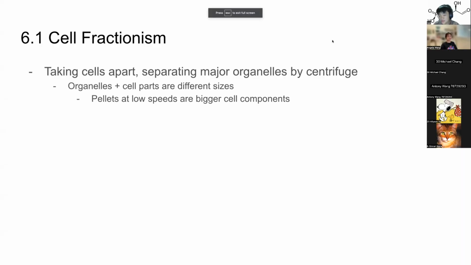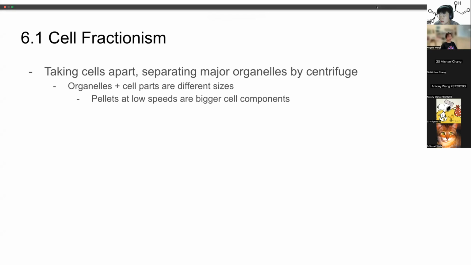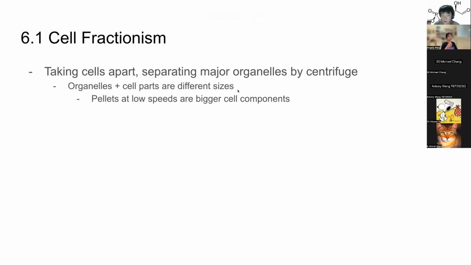So another technique that is used a lot is cell fractionation. Basically, you take cells apart and then you separate the major organelles by centrifuging. The organelles and cell parts have different sizes and masses. Usually at low speeds, you centrifuge it, which is like spinning a tube at really high speeds. And then since there's a centrifugal force, the organelles will settle at the bottom and form a pellet. They will form different layers depending on the mass and depending on what you really want to isolate.